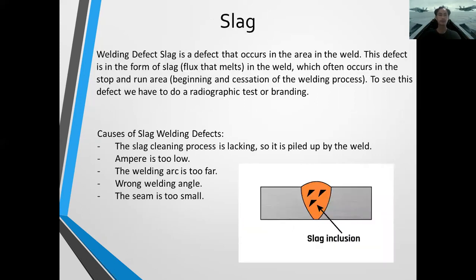Fourth, slag. Welding defect slag is a defect that occurs in the area in the weld. This defect is in the form of slag or fragments in the weld, which often occurs in the stop and run area. To see this defect, we have to do a radiographic test. Causes of slag welding defect: the slag cleaning process is lacking, so it is filled up by the weld, the amperage is too low, the welding arc is too far, wrong welding angle, and the seam is too small.